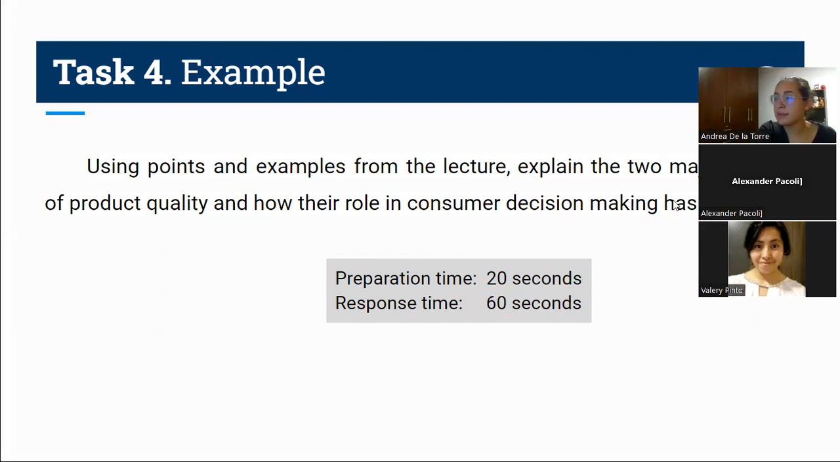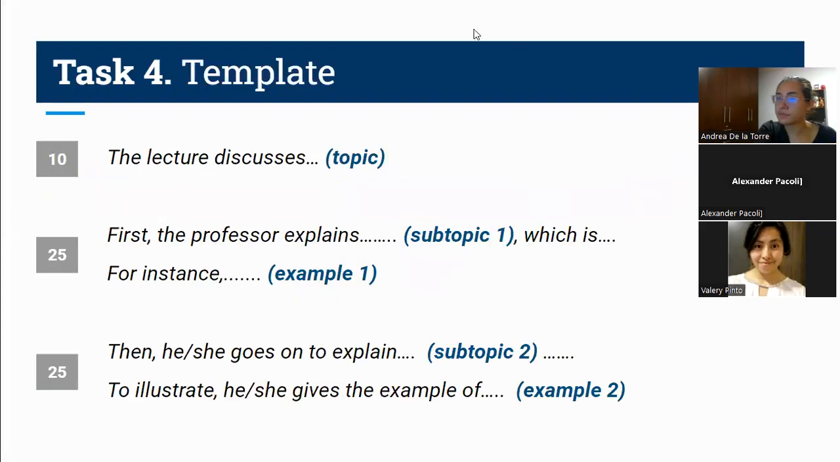So let's see the template for this task. This is the template. Remember that you get 60 seconds, or 1 minute, to answer this question. So what are you gonna do during this 1 minute? First, you're gonna organize it like this. For the first 10 seconds, that means that you start at 60, right? When the clock hits 50, you should have already given the introduction.